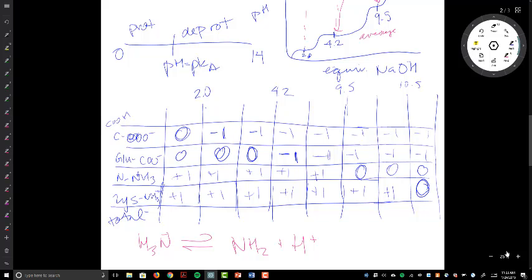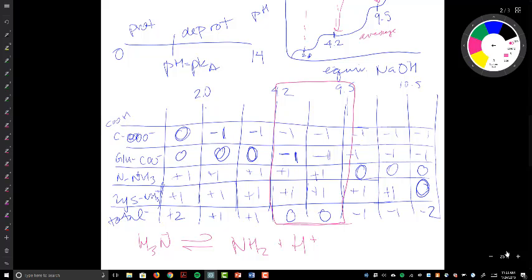And if we go up and we tally all of these numbers together, we can pinpoint the region where we're 0, put a nice little box around it, and you can see that the region where the total charge is 0 is bordered by 4.2 on one side and 9.5 on the other side. And you could take the average of the 2 pKa's and then get a pI of 6.9.